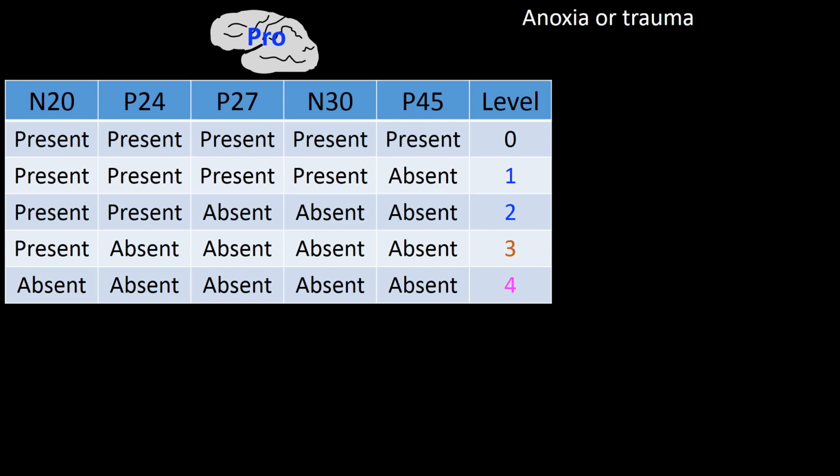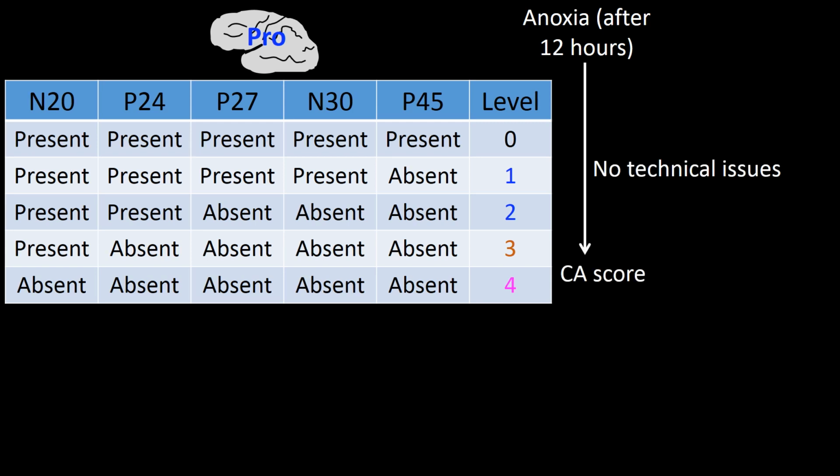And in addition to providing likelihood of outcome for patients with anoxic coma, it also does the same for patients with head trauma. In this question, we are referring to anoxic coma, which occurs after cardiac arrest. In the case of anoxia, as the one that we have just mentioned, after 12 hours of the event, if no technical abnormalities or issues are present, we should assess the cortical assessment score.